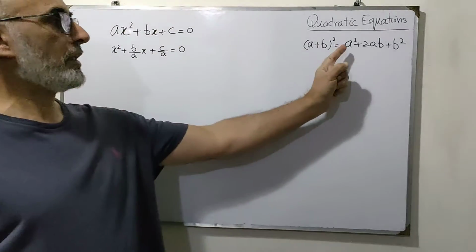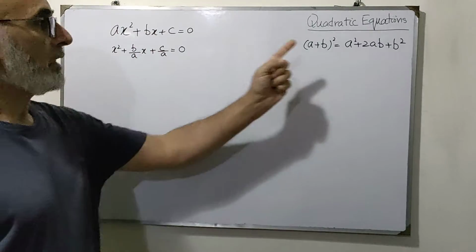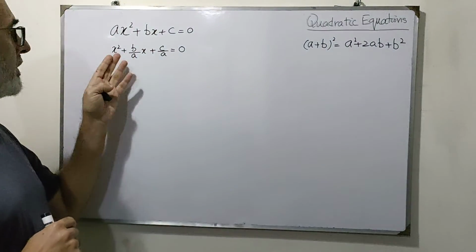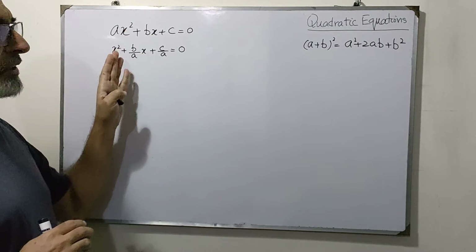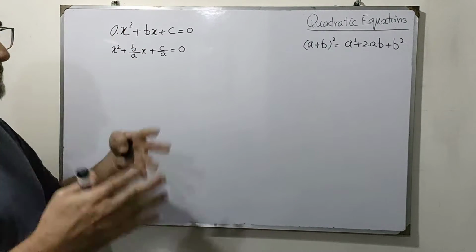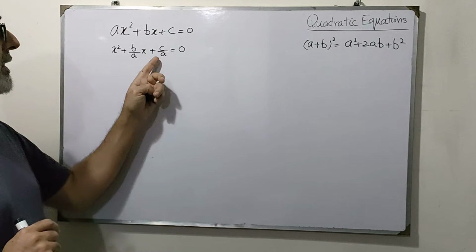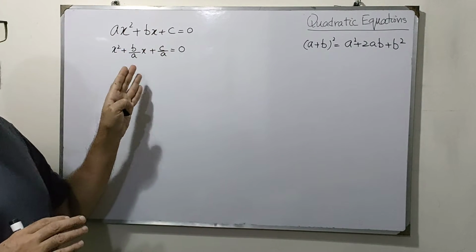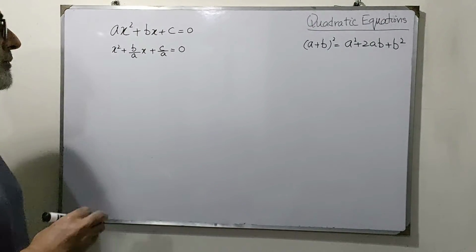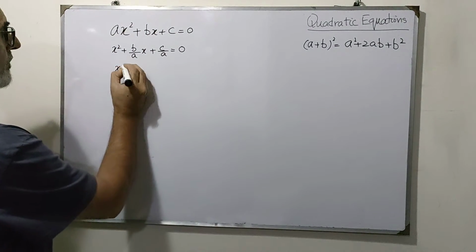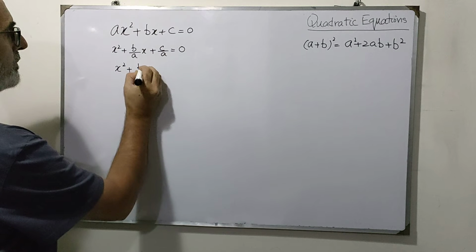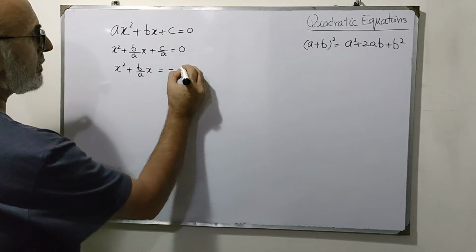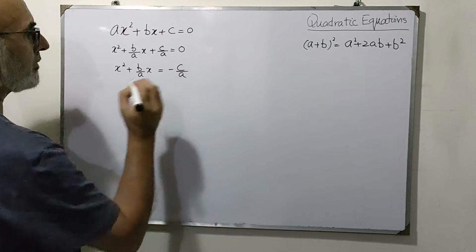This is a square, this is x square, perfect. Now the second term is 2ab, right? So I have x over here, there is no 2, but we'll make it out. But I don't need this third term here, so I'm going to take it to the other side. So x square plus b over a x is equal to minus c over a.